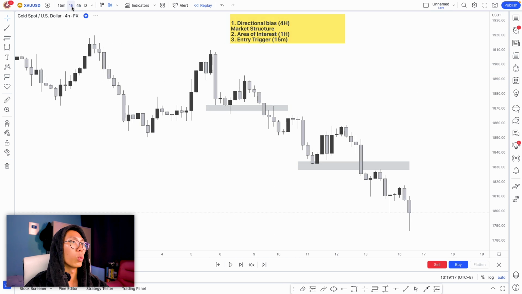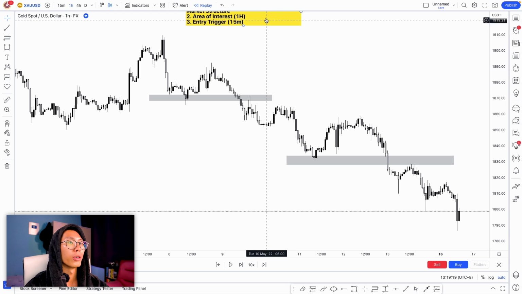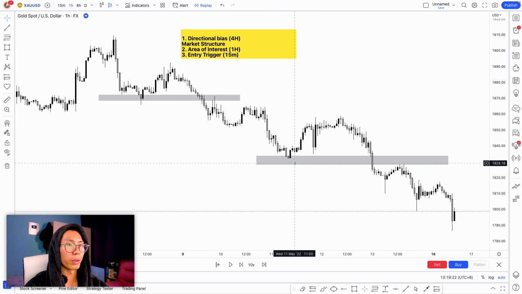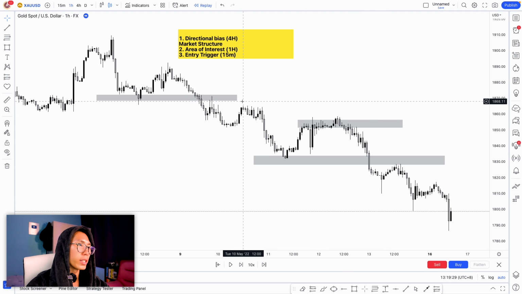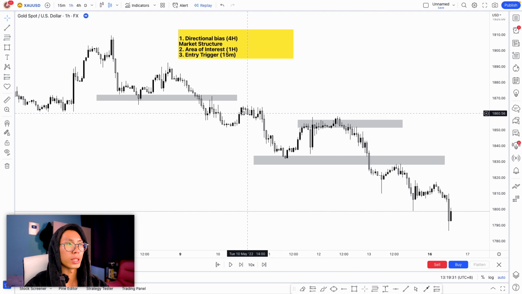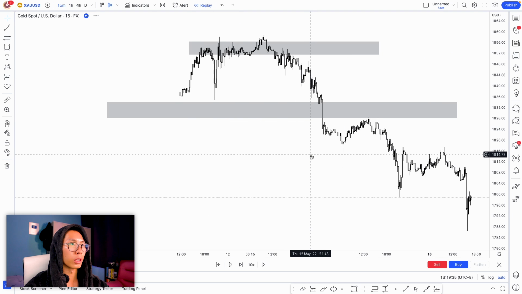And then next, you can go to the 1-hour time frame to mark up some area of interest, right? So area of interest could be like this area right here, etc. That's basically area of interest. You can mark up your support, resistance, supply and demand, whatever they are. You can just mark them out in the 1 hour. And then 15-minute time frame, that is when you want to enter for the trade, right?